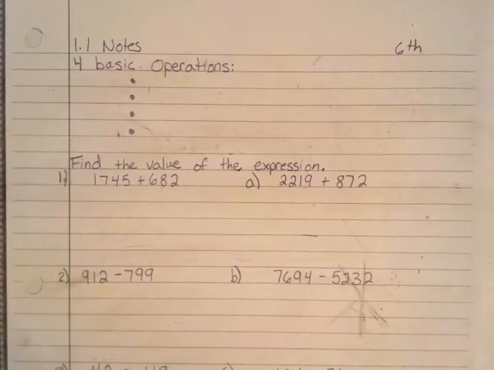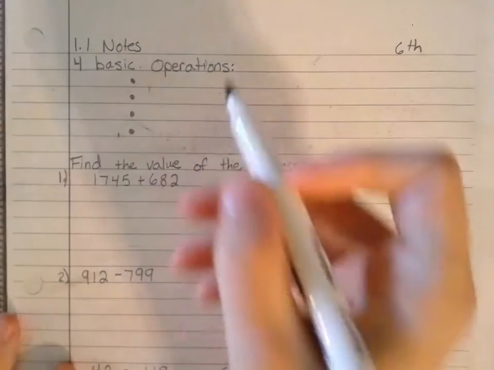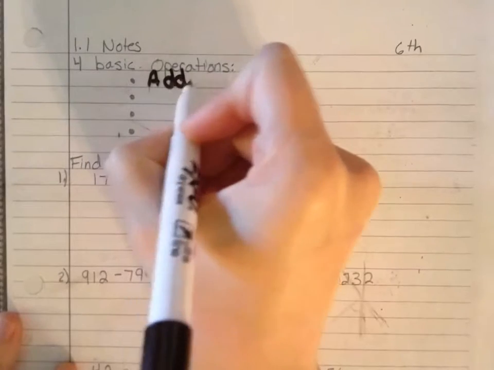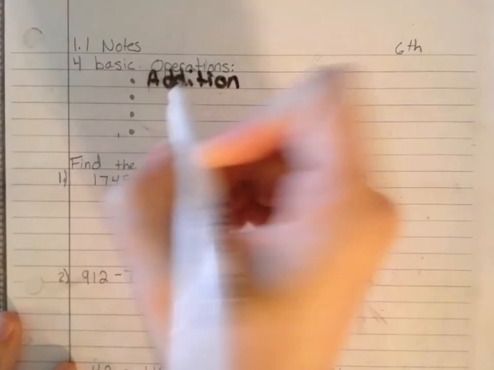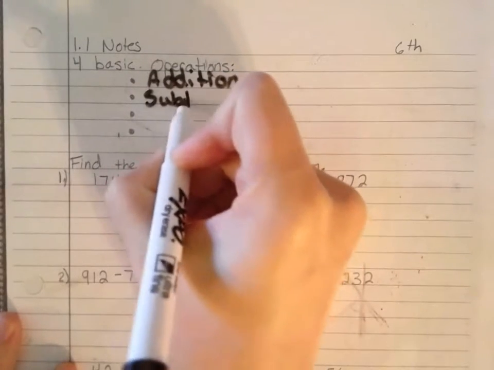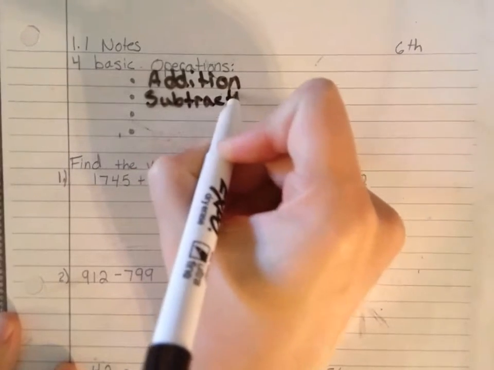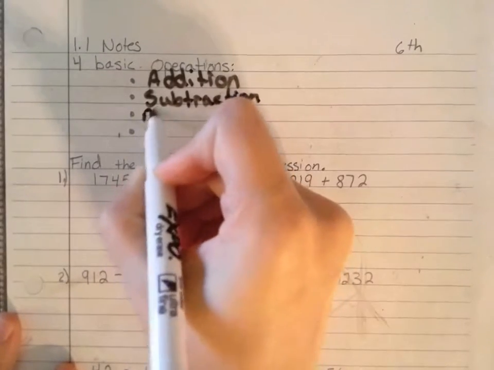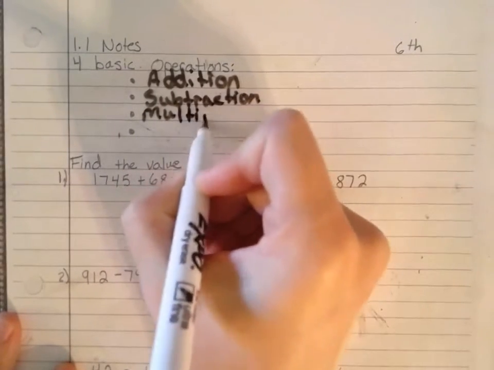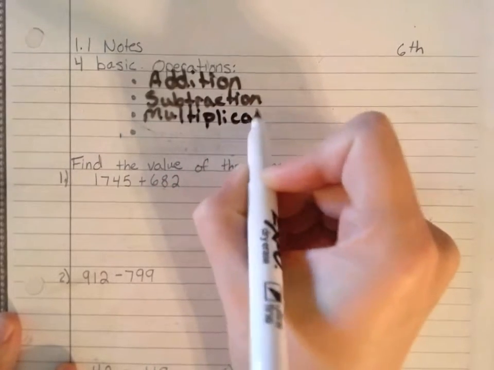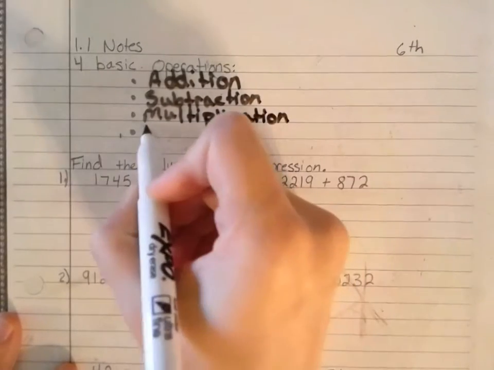This is notes for 1.1 for 6th grade. We have 4 basic operations we use in math. They are addition, subtraction, multiplication, and division.